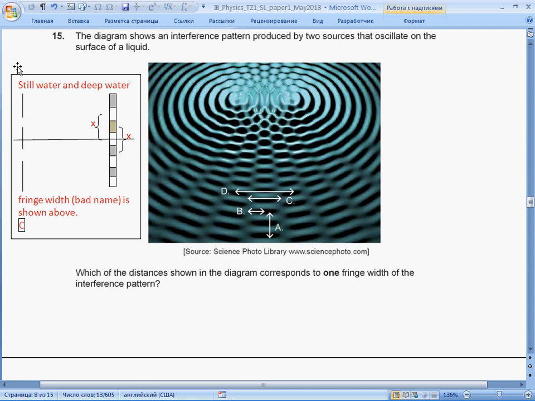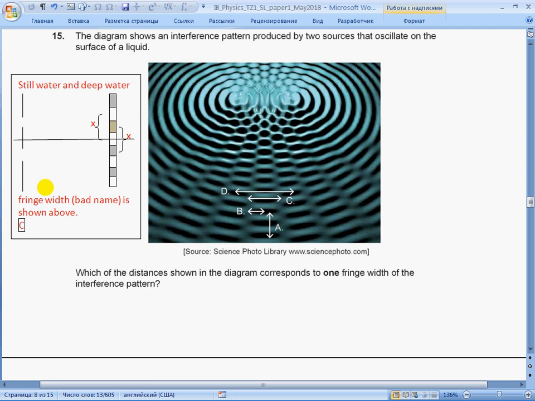The diagram shows an interference pattern produced by two sources that oscillate on the surface of a liquid. As a result, we have an interference pattern. Which of the distances shown on the diagram corresponds to one fringe width of the interference pattern? So, still water and deep water. Still water is where the waves are meeting out of phase, so we have destructive interference, and deep water is where they are meeting in phase.